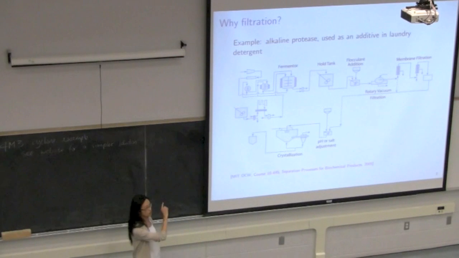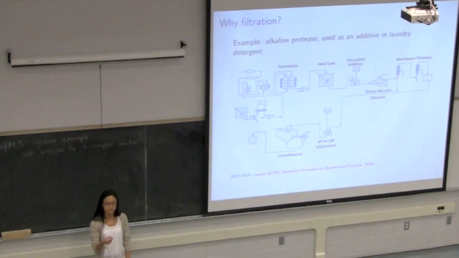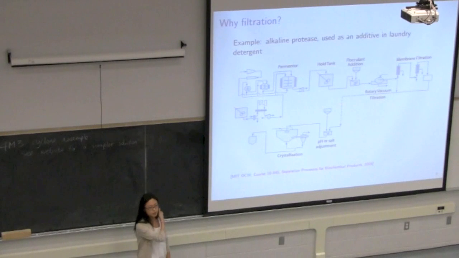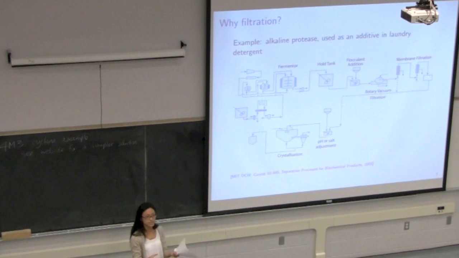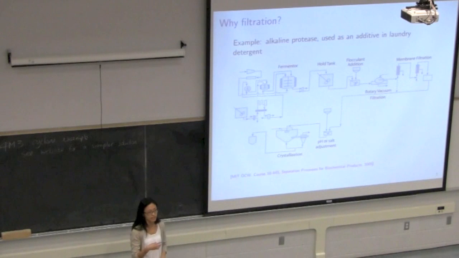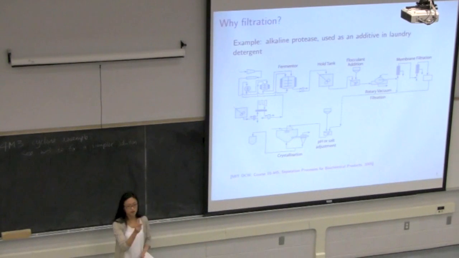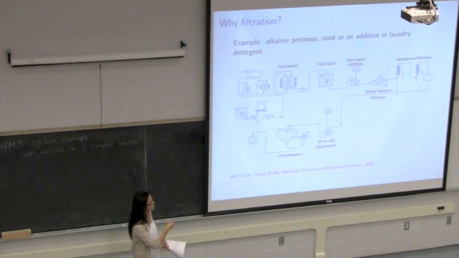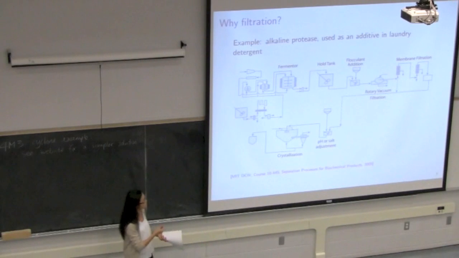where we add the flocculant. So adding flocculant to a mixture promotes accumulation of particles. So when we have particles clumping together, you get bigger size particles, and it's actually a good preparation step for our filtration later on. Because when we're filtering out larger particles, it's a little bit easier to retain, right?